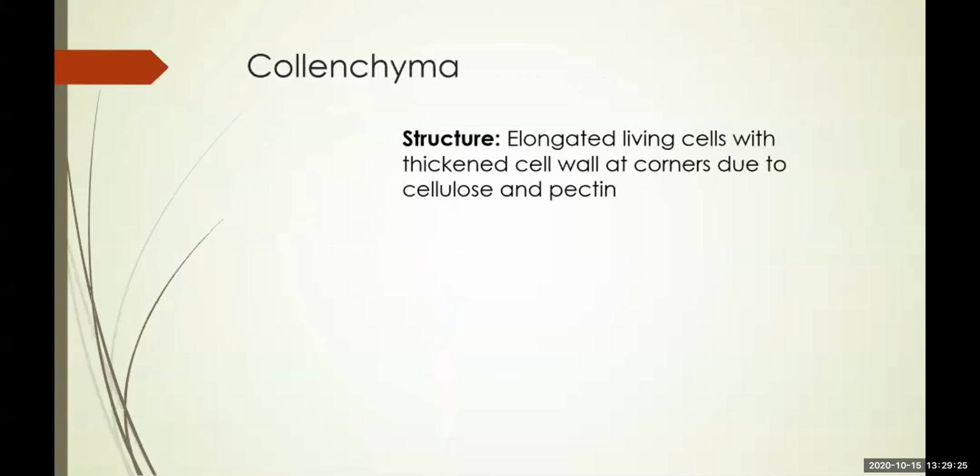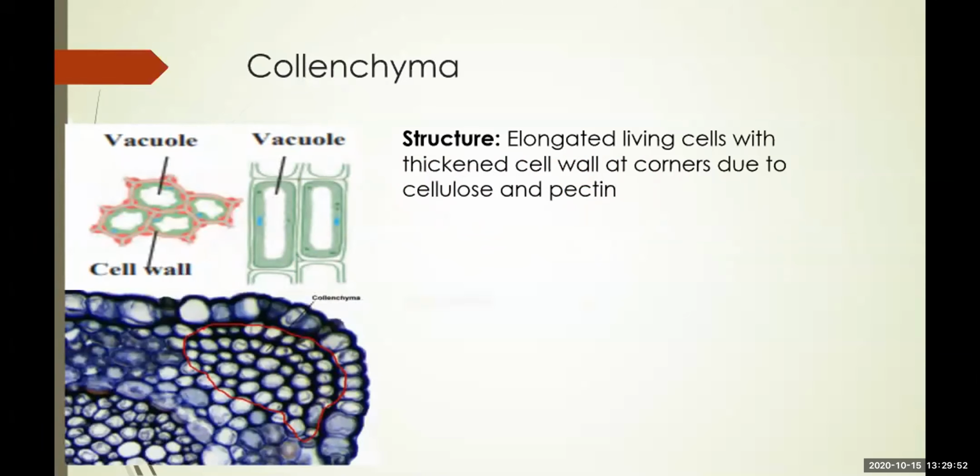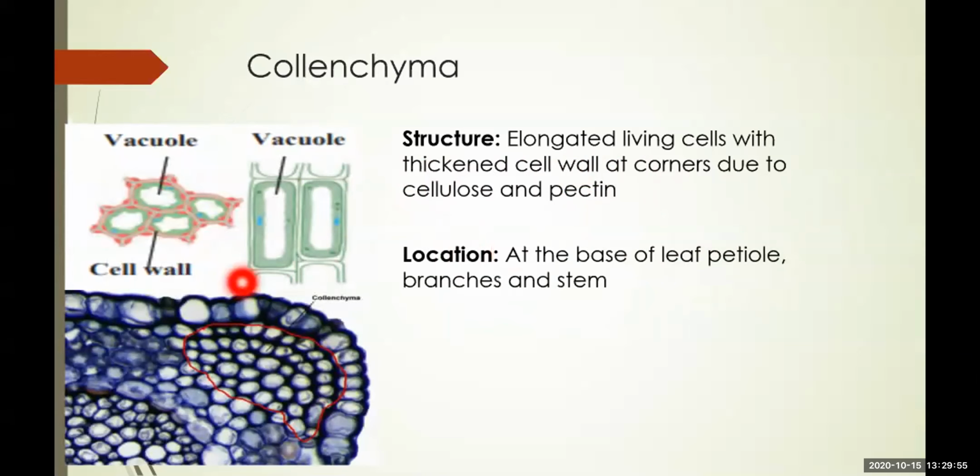Okay. Now next cell type is collenchyma. If we talk about the structure, collenchyma are elongated living cells with slightly thickened cell walls at the corners due to presence of cellulose and pectin. These are again types of carbohydrates, cellulose and pectin. So this is the structure I have shown you earlier also, and this is how it looks under the microscope, the stained slide of collenchyma.